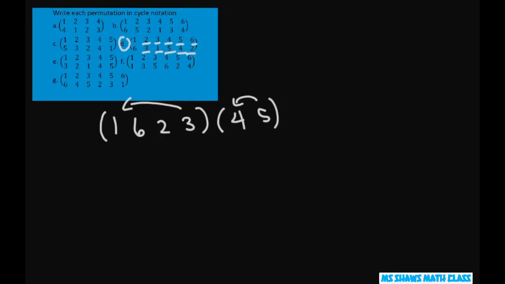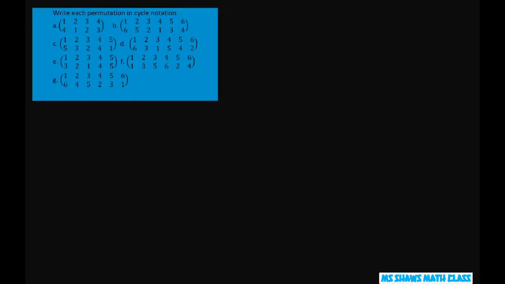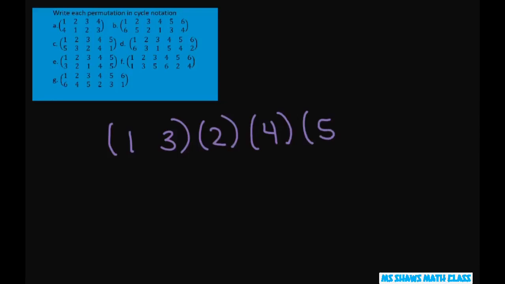All right, the next one is E. 1 maps to 3, 3 maps back to 1. 2 maps to 2. We already did 3. 4 maps to 4, and 5 maps to 5. So eventually the way you're going to write this is 1, 3, and leave this out.